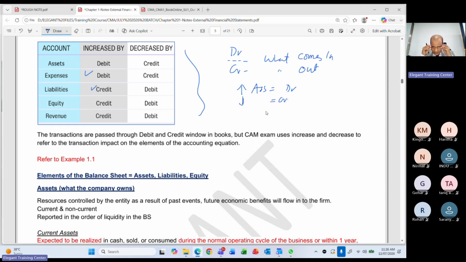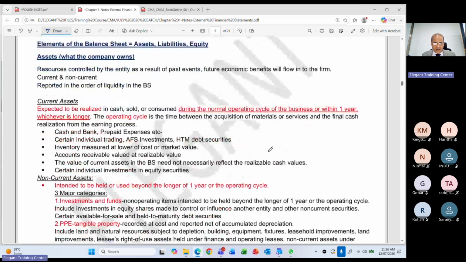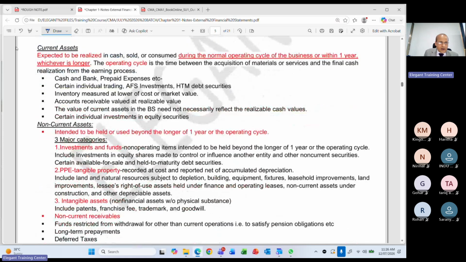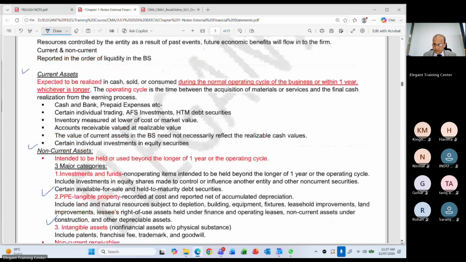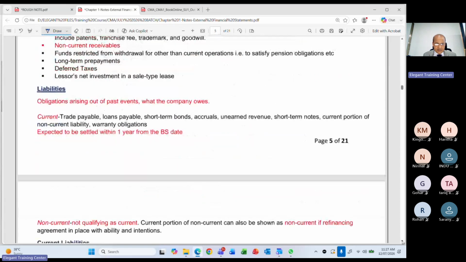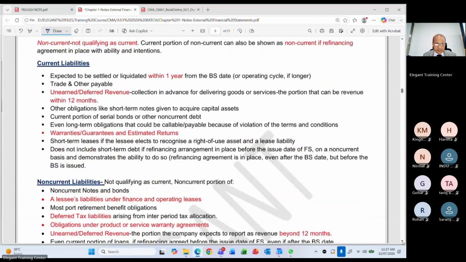Simple? Good. Now we'll talk about the income statement. So all this current asset, non-current, tangible, intangible, you have to read them. Next.